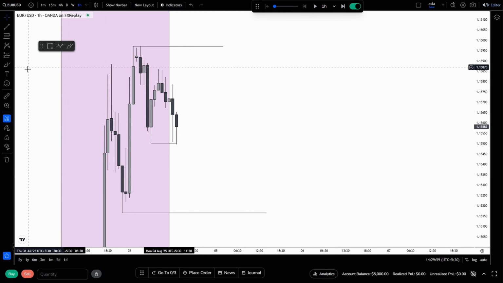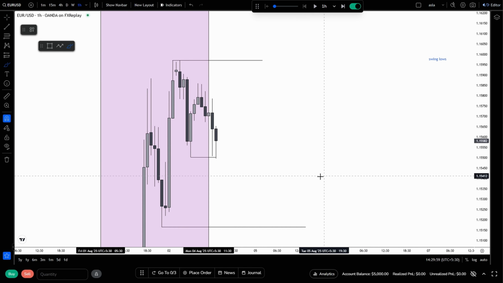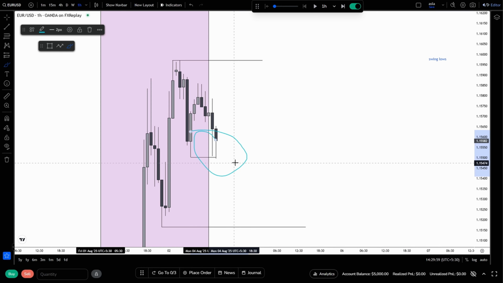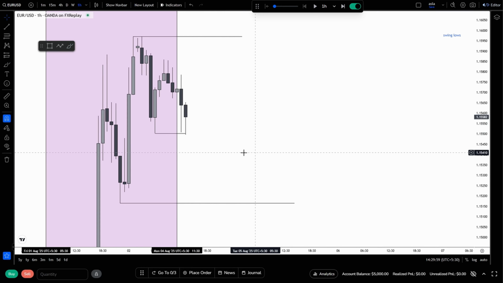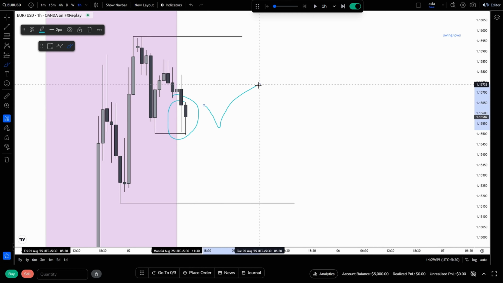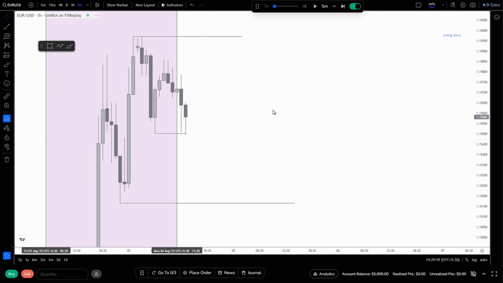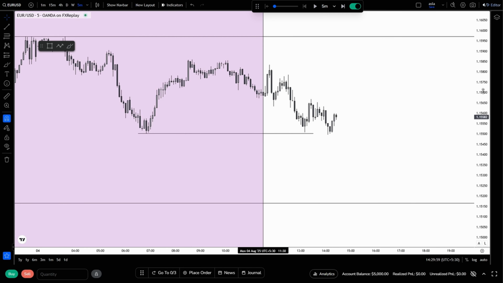This gives us a very clean swing failure. What this tells us is that price attempted to continue higher and failed. We now have a clear rejection of that level. At this point, we finally have higher time frame confirmation. We have a raid, and we have a close back inside the range. That is our signal to move down to a lower time frame. So now we drop down to the lower time frame for execution.